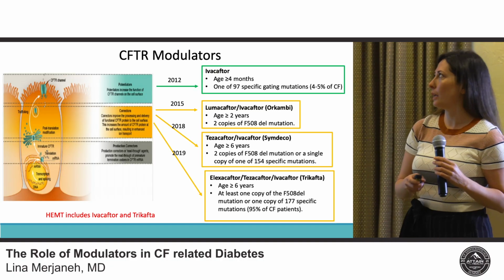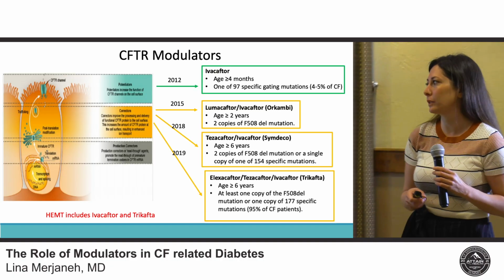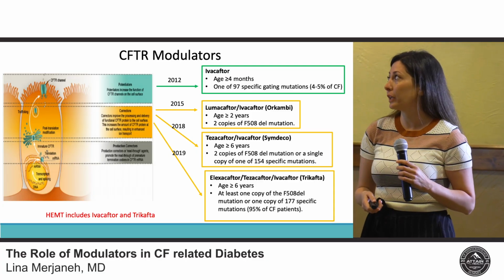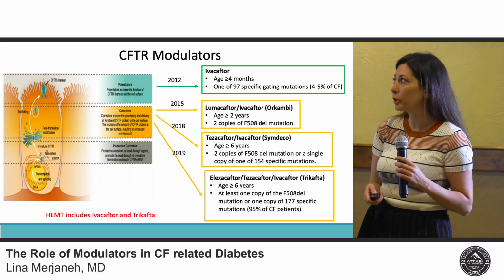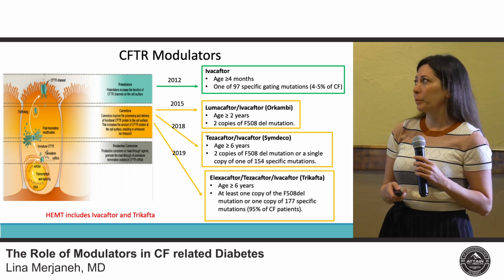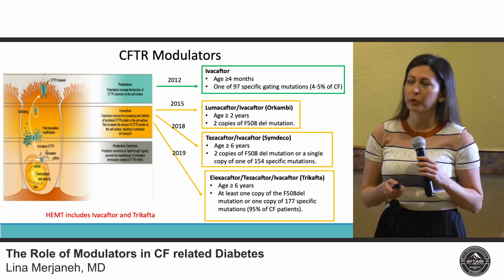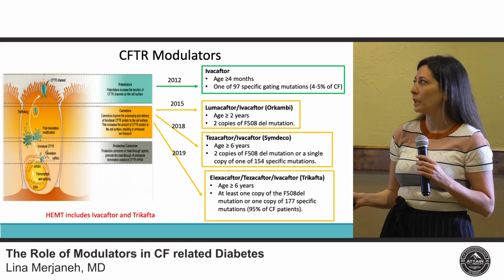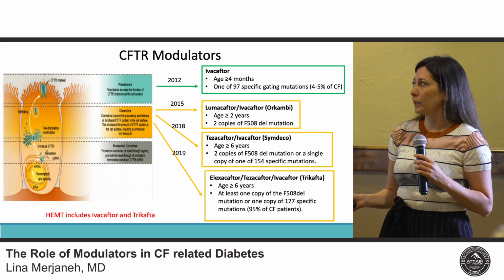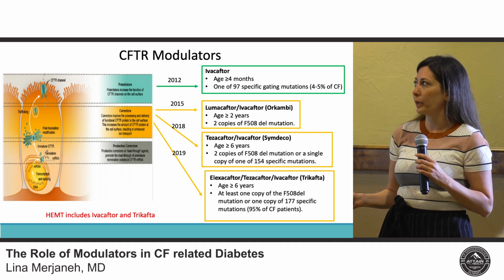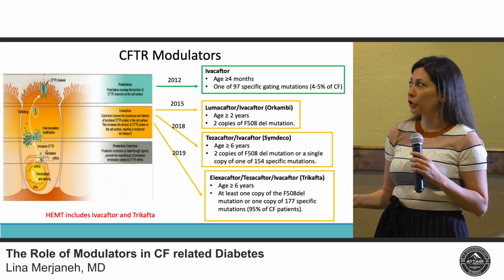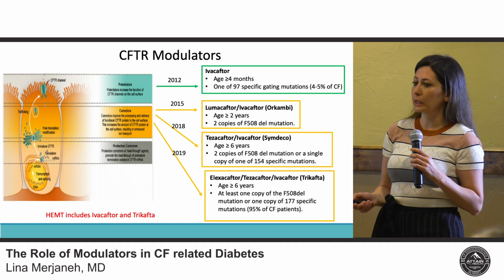So CF modulators are considered the most significant advancement in the treatment of CF, and to date we have 4 available modulator therapies. The modulators fall into 2 categories. We have the correctors, which correct or improve the processing and delivery of the CFTR protein to the cell surface, and the potentiators, which increase the function of CFTR on the cell surface.